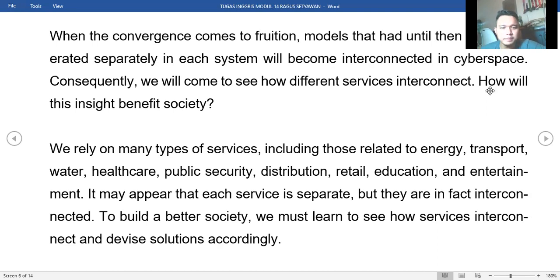We rely on many types of service, including those related to energy, transport, water, healthcare, public security, distribution, retail, education, and entertainment. It may appear that each service is separate, but they are in fact interconnected. To build a better society, we must learn to see how services interconnect and devise solutions accordingly.